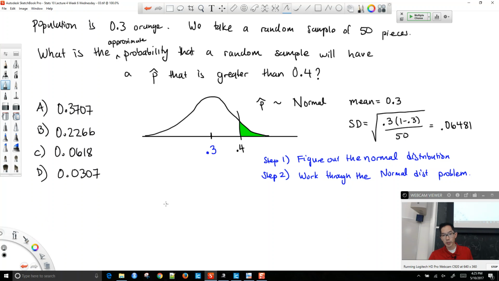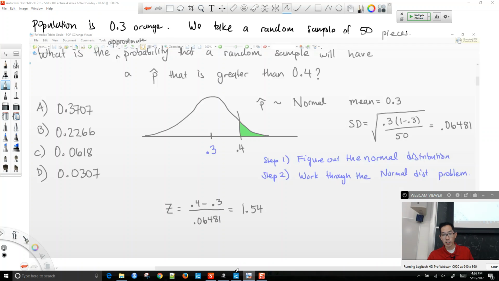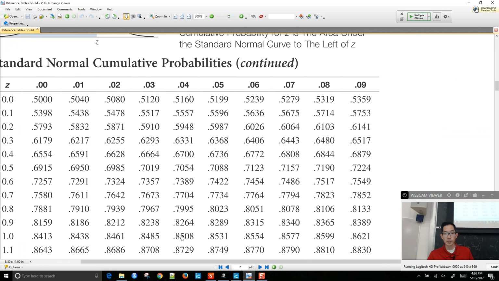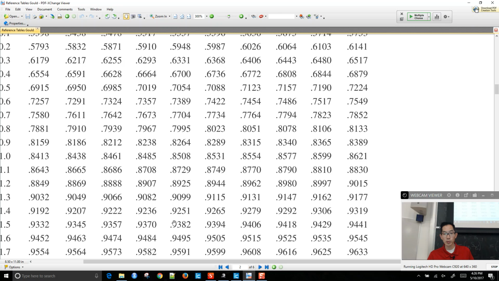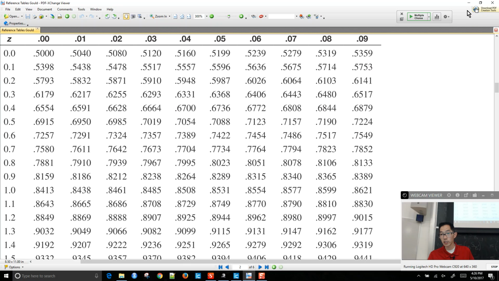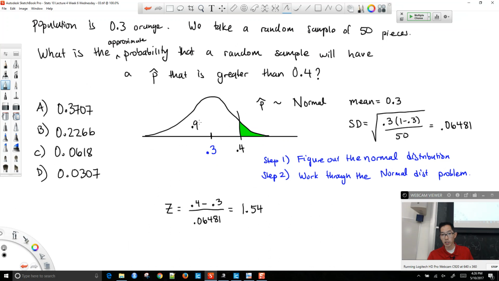All right, and so my z is going to be 0.4 minus the mean of 0.3, and I divide by my standard deviation of 0.06481. When I do this, I get a z-score of 1.54. I look up 1.54 in my table. The area to the left of 1.54 is 0.9382. That is this side. This side is 0.9382. Therefore, the area that I want is going to be 1 minus 0.9382.